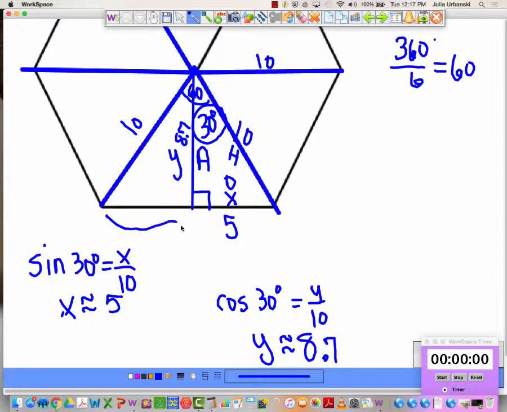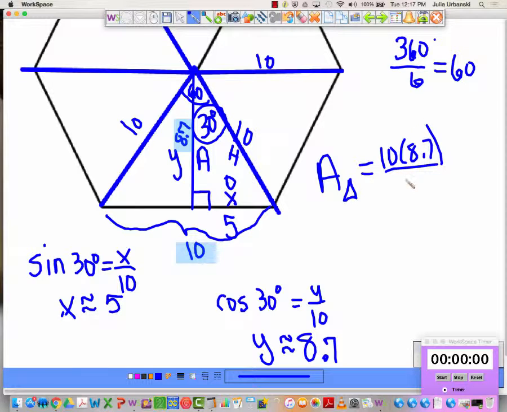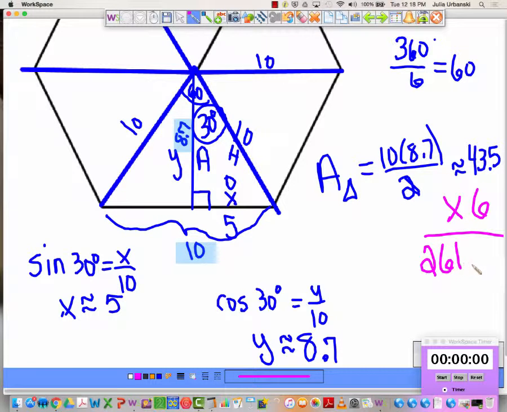Alright, what's the base of this particular triangle? 10. What's the height of this triangle? 8.7. So that one triangle is 43.5, thank you. Read me the area of the triangle again. 43.5. Alright, that's one triangle. How many triangles are in the problem? 6. So multiply it by 6 and what do we get? 261. Units squared. And then you're done with the problem.